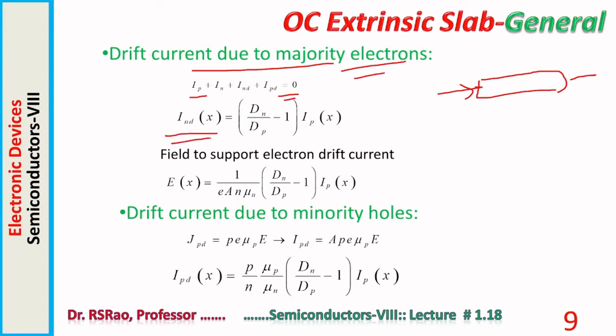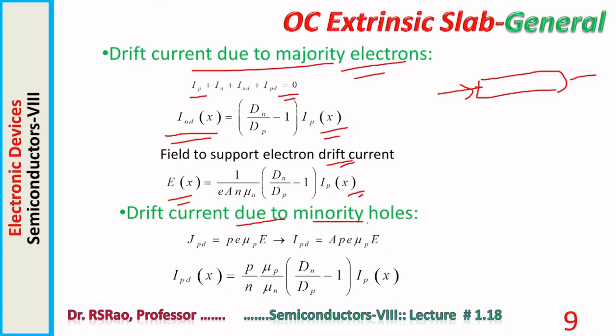Now, Ind is equal to (Dn by Dp minus 1) Ip of x. A field is required, since Ind is drift current. Drift phenomena is always associated with potential gradient. Existence of drift current means existence of a field. The field associated with this drift current can be found as equal to 1 by (E A n mu n) times (Dn by Dp minus 1) Ip of x.